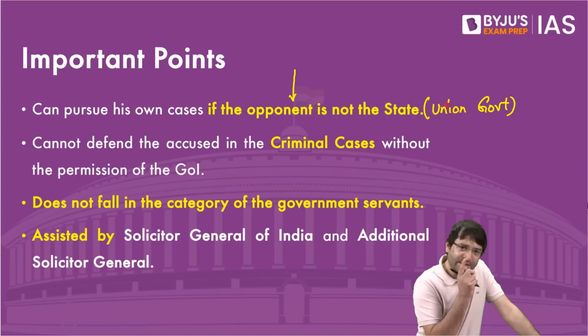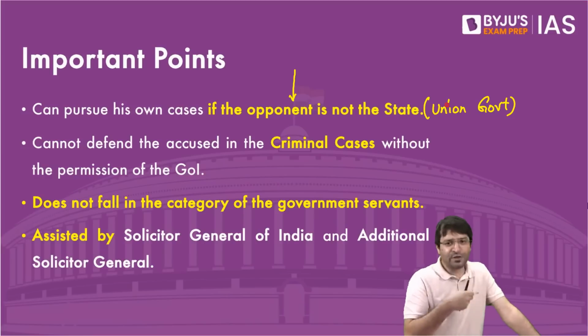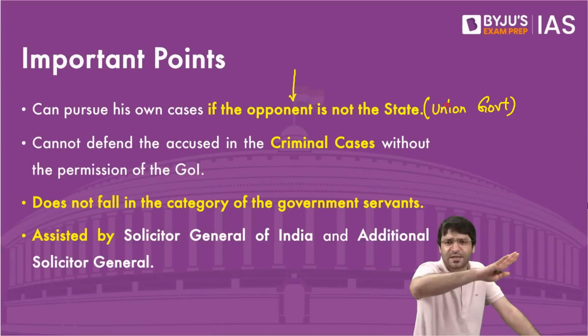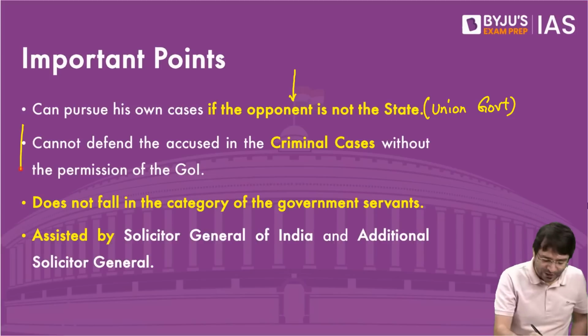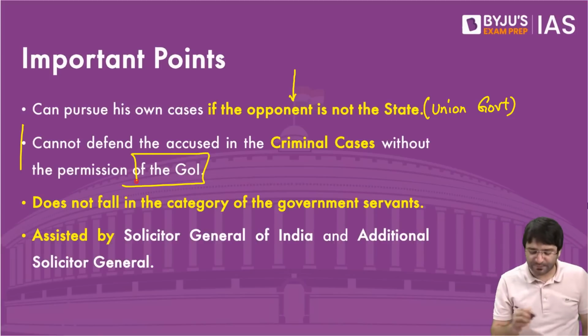Because Mukul Rohatgi is appointed by the union government to defend union government. You cannot take up a private case where union government is one party. You can take up any other case involving any other party, any other state, any private entity. You cannot defend the accused in a criminal case without the permission of the government of India.